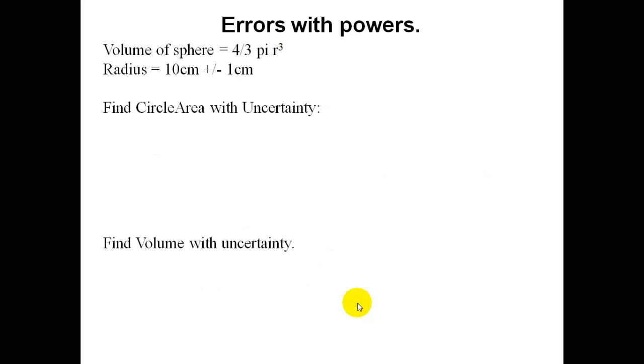When you have powers, let's say find the volume and the uncertainty in R, it's the same as multiplying R by itself 3 times. R times R times R. So let's say we have a 10% uncertainty in R. It's going to be 10 plus 10 plus 10. It's going to be a 30% uncertainty in the volume of the sphere. And you can find the circular area with uncertainty or the volume with uncertainty.